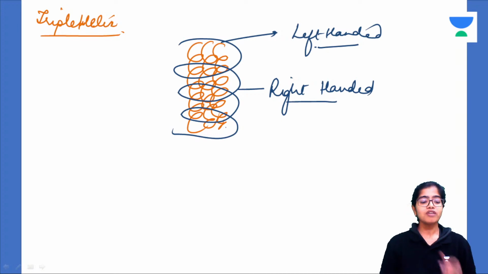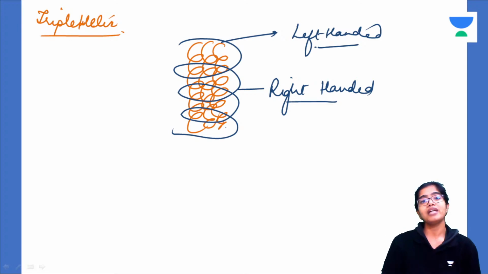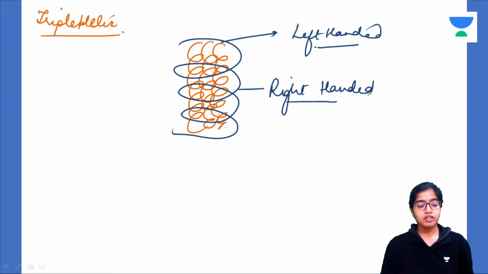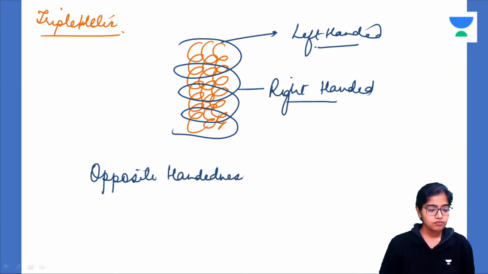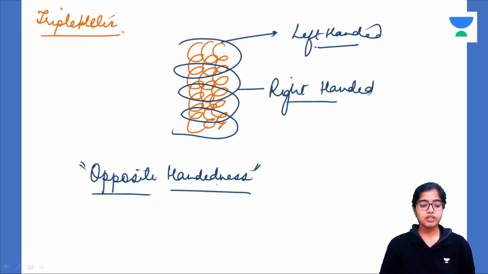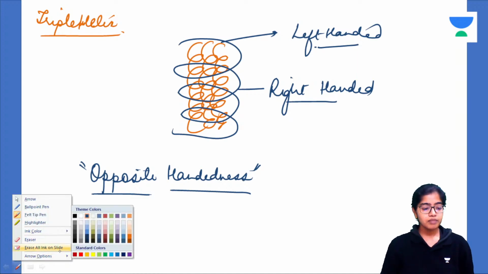How? Because if you try to move it in one direction, then the individual helices get even more tightly wound up. Understood? Because they have opposite handedness. What is the key word here? Opposite handedness. This is the key word. Understood? They have opposite handedness. This is the key word here. Alright, understood? Then, what are the important components?